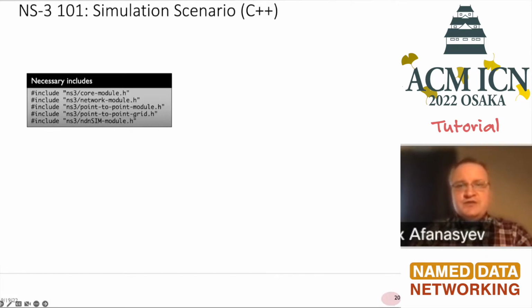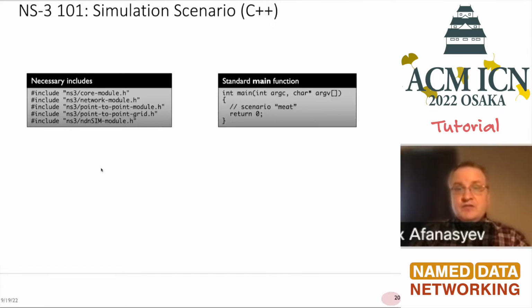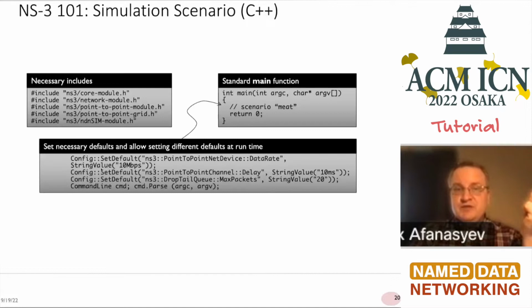Point-to-point grid, just for this specific scenario, is a helper to create grid topologies, yet another way of dealing with topologies in NS3 in general. And the ndnSIM module is simply any NDN related functions that you need to have inside this scenario. And then there is a standard main function. So you just create the main function, and inside it there would be some kind of meat.